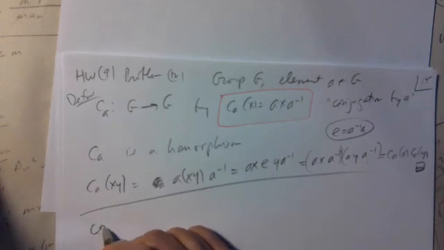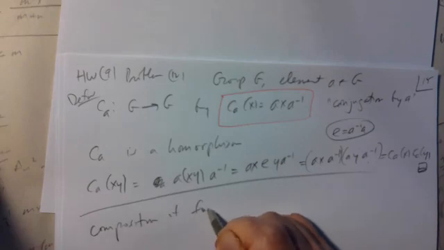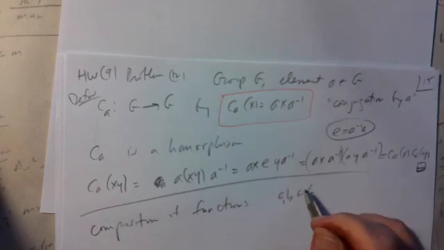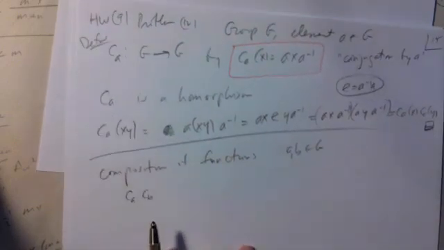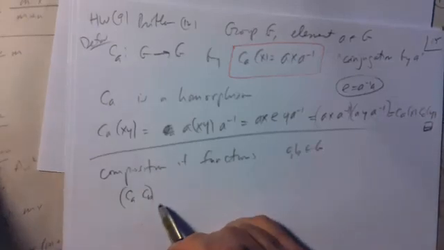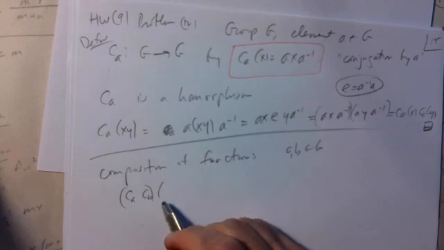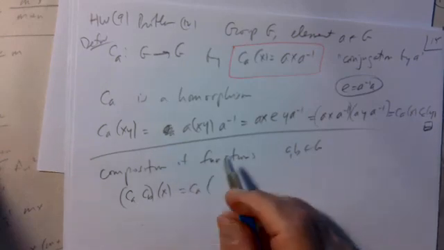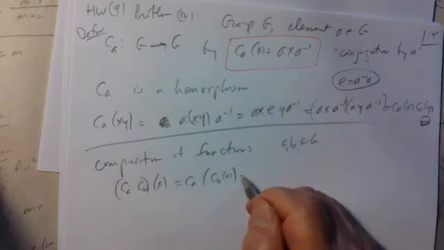What about composition of functions? So for elements A and B in the group, I can look at the function C sub A and the function C sub B and compose them. So what is this equal to? Well, you learned about composition of functions in pre-calculus. The chain rule tells you how to differentiate the composition of two functions. So CA CB of X means CA applied to C sub B of X. That's the definition of composition of functions.